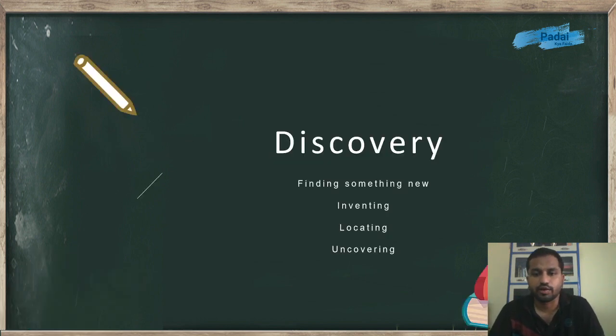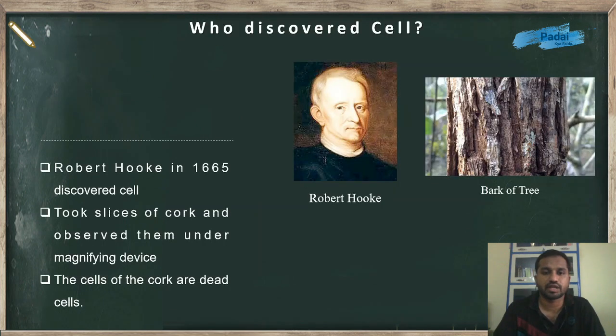What is discovery? Finding something new, inventing, locating, uncovering. So basically finding something new that is not present till date is said to be the discovery. Who discovered the cell? It's Robert Hooke. In the year 1665 he discovered the cell. He took slices of cork and observed them under the magnifying device which was available at that time. Cork is nothing but a part of the bark of a tree. So basically it's slices of wood that he observed under the magnifying device.